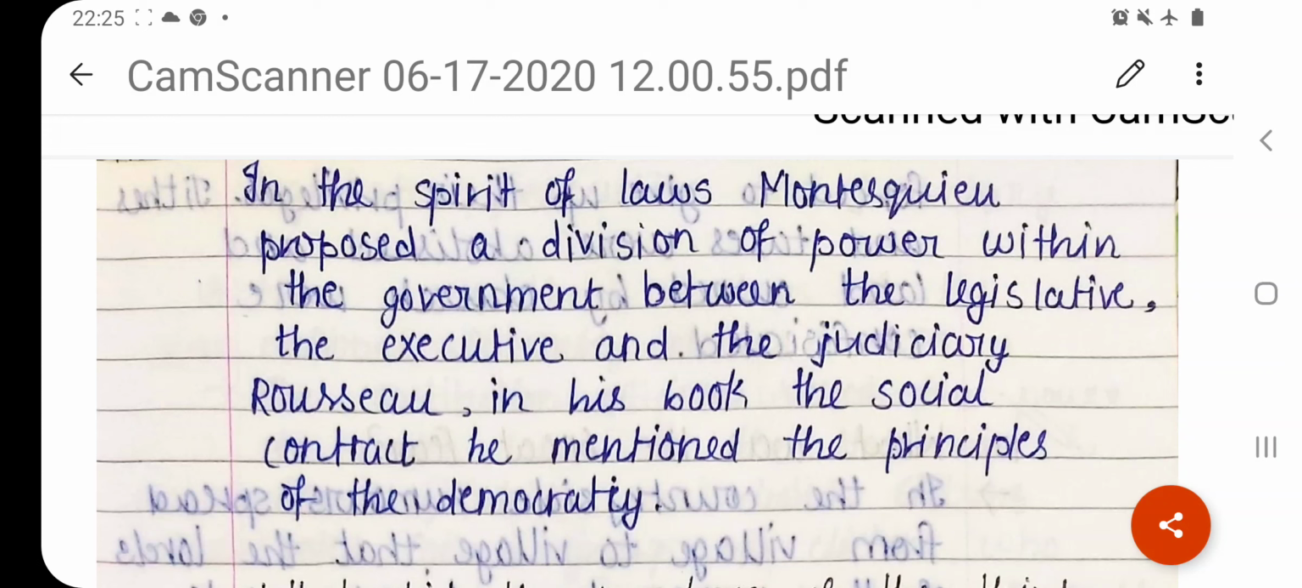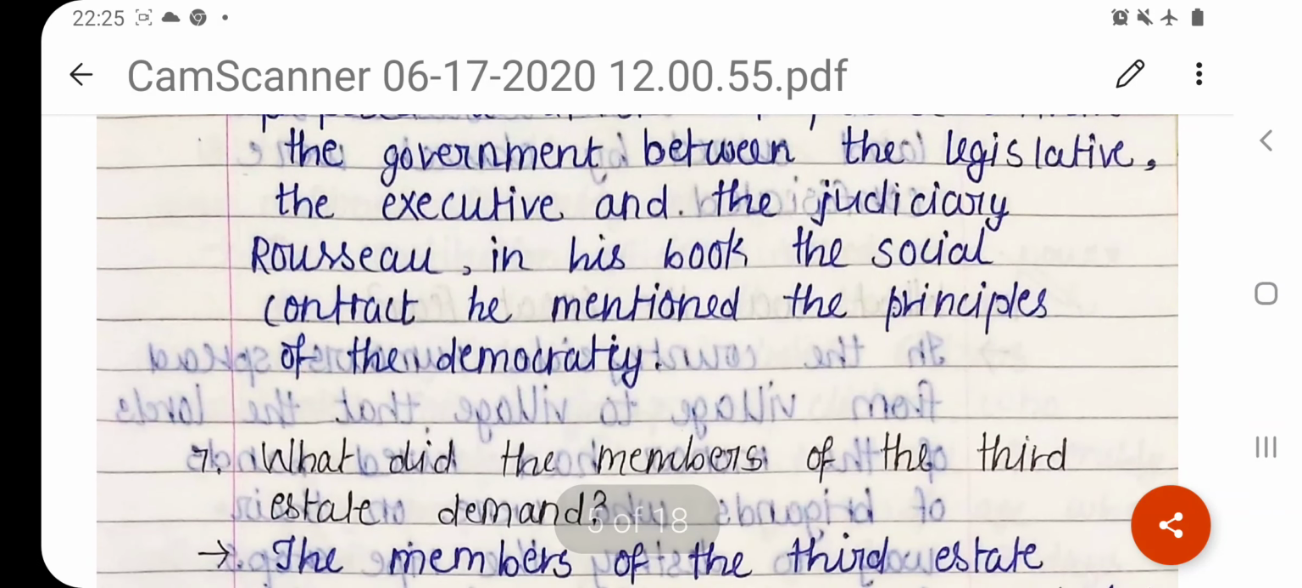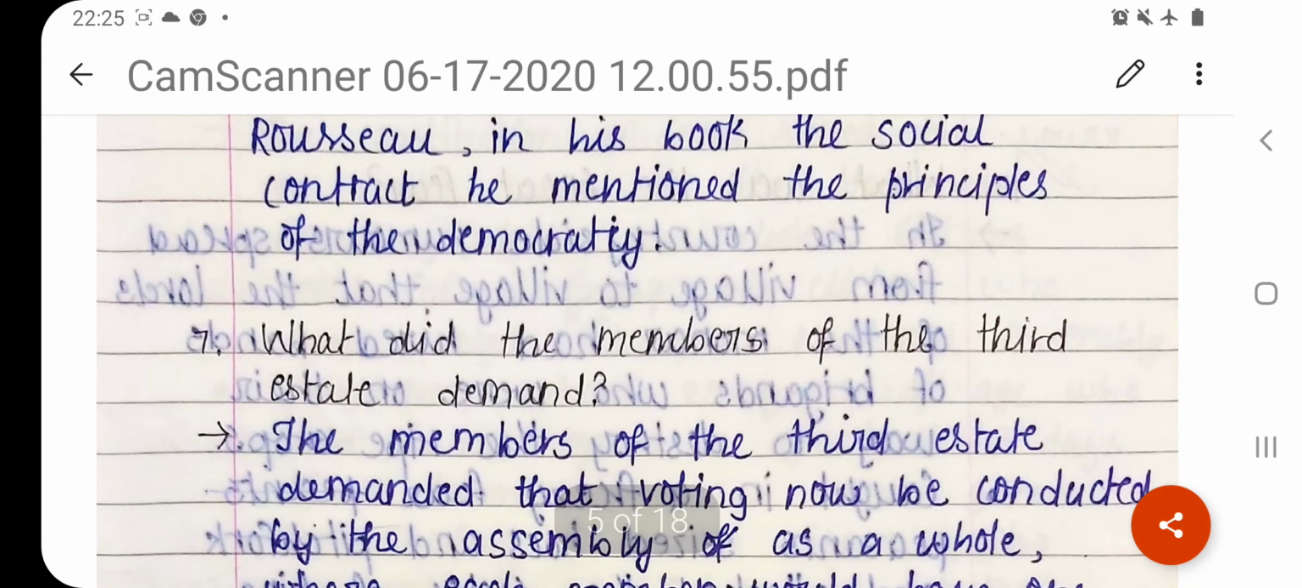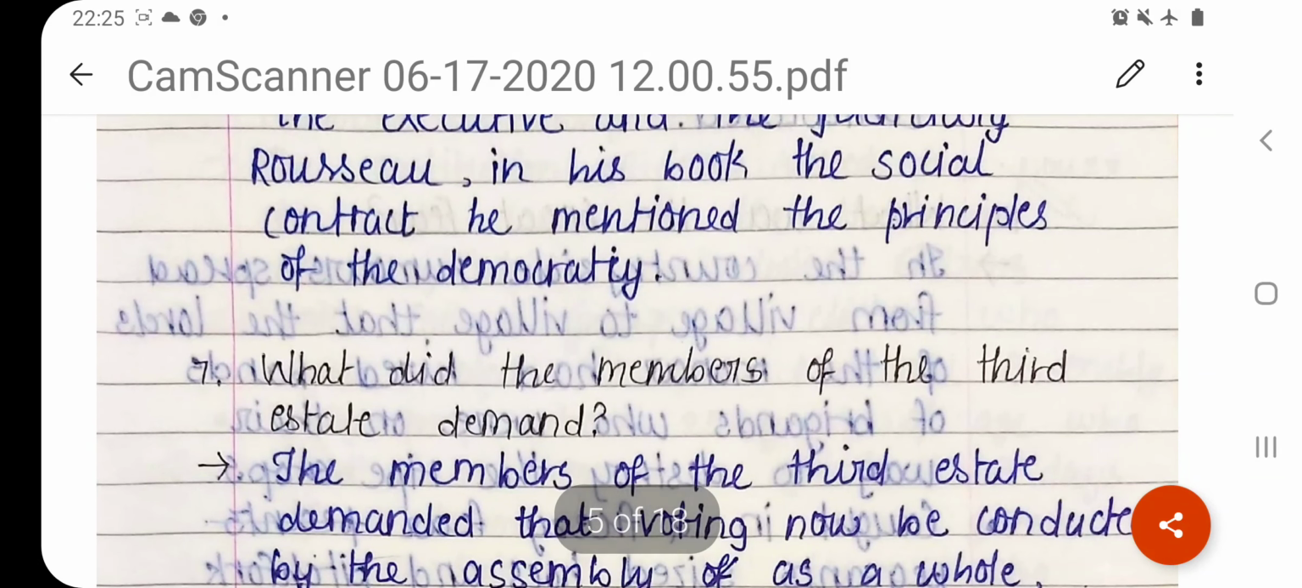A third philosopher was Rousseau. Rousseau had this idea of the social contract where he mentioned the principles of democracy. In Rousseau's social contract, he wrote that the government and the people sign a contract where the government would take care of the people and be responsible to the people, whereas the people in return would listen to the government and provide it with funds.